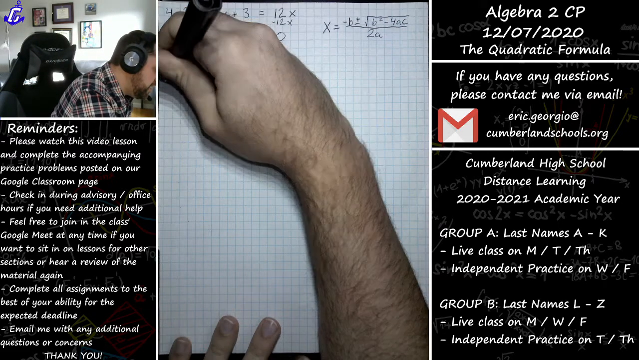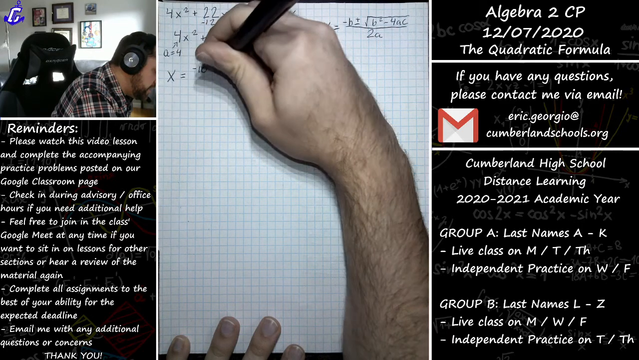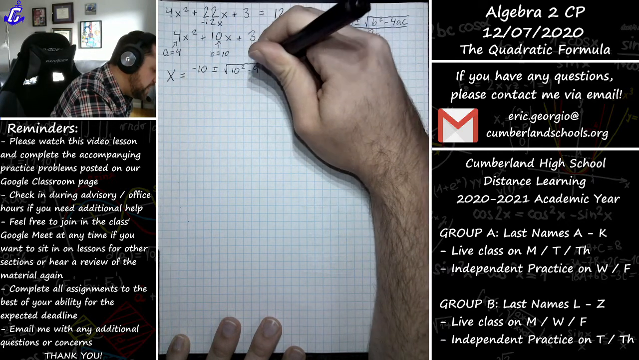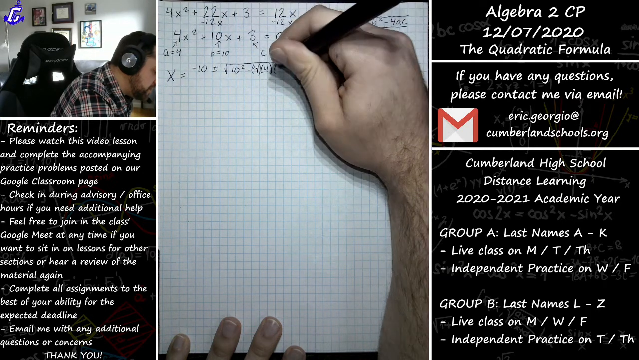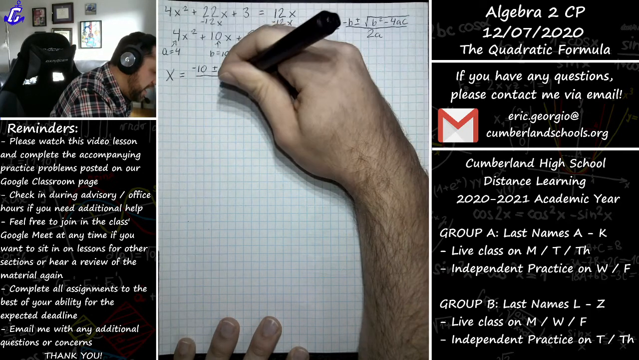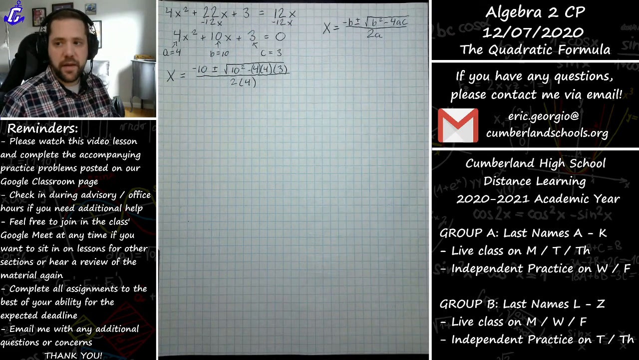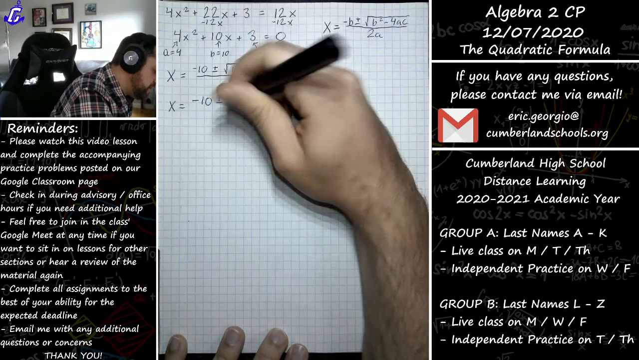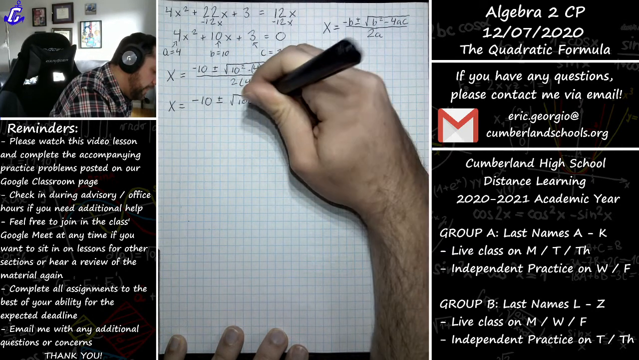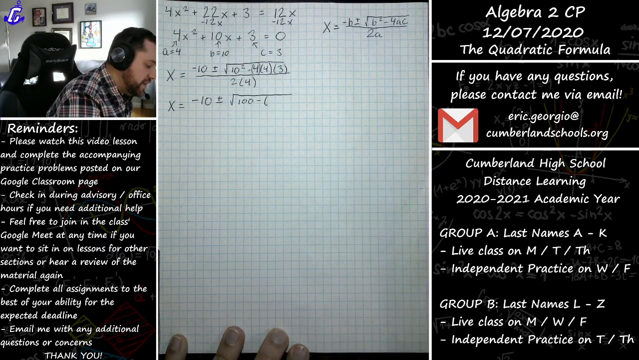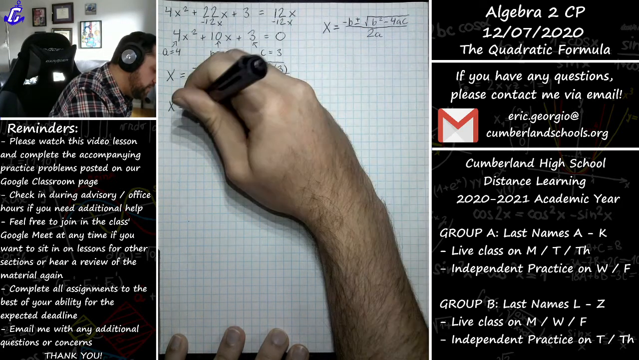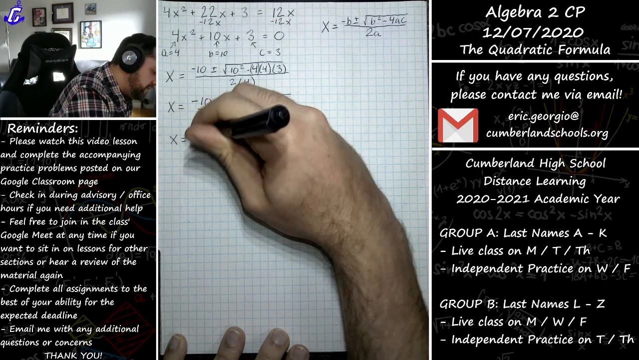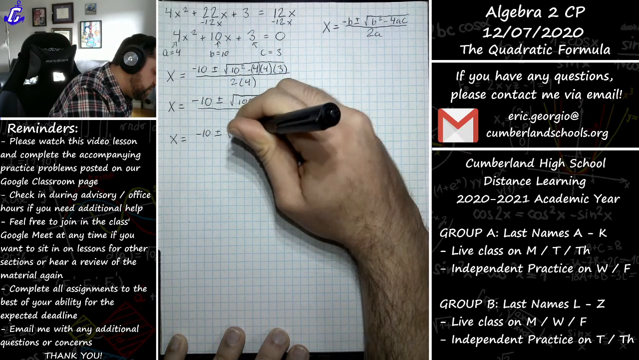Plug into the formula, I would say x equals negative b, so negative 10, plus or minus the square root of b squared, that's 10 squared, minus 4 times a, which is 4, times c, which is 3, all over 2a. And again, a is 4. Okay. Going forward, let's see what we get. I'll get x equals negative 10 plus or minus the square root of 10 squared is 100 minus this product. 4 times 4 is 16 times 3 is 48. So over 2 times 4 is 8. So 100 minus 48 is 52. So let's say x equals negative 10 plus or minus the square root of 52 all divided by 8.